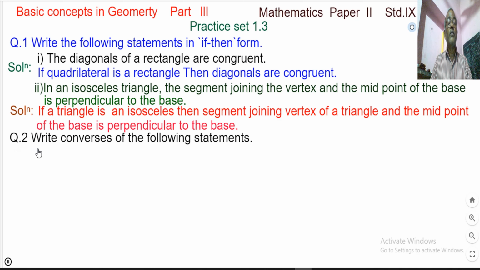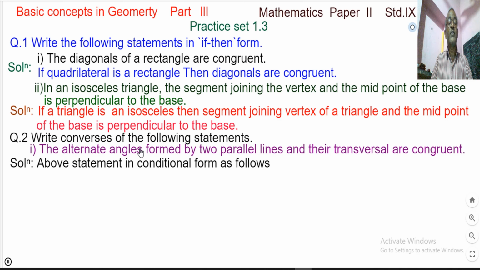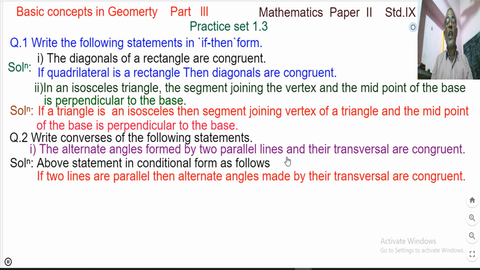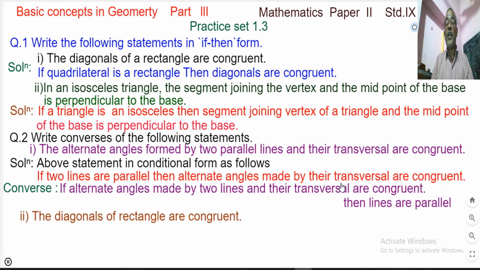Question number second, write converses of the following statements. Sub-question first, the alternate angles formed by two parallel lines and their transversal are congruent. Above statement in conditional form as follows. If two lines are parallel, then alternate angles made by their transversal are congruent.